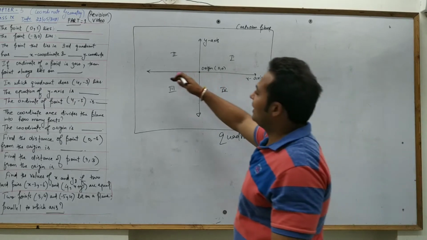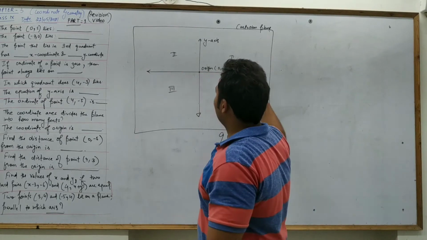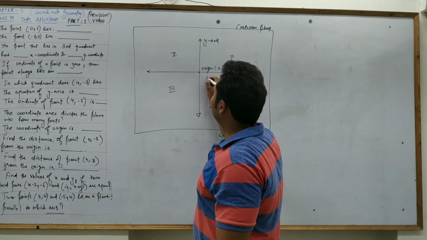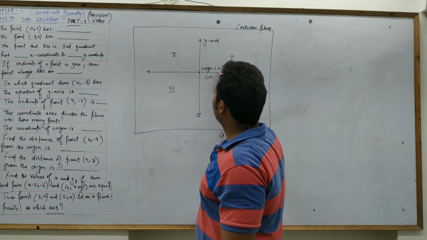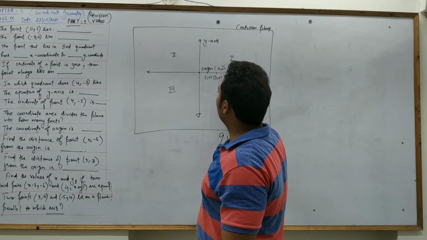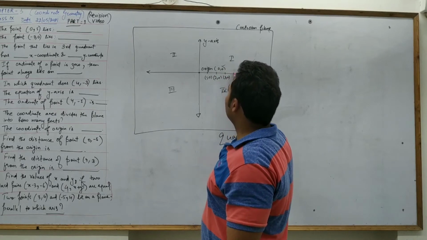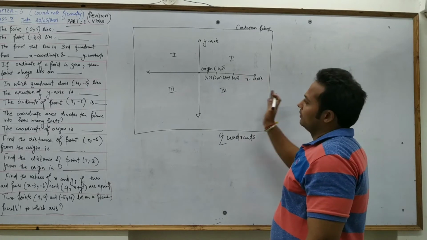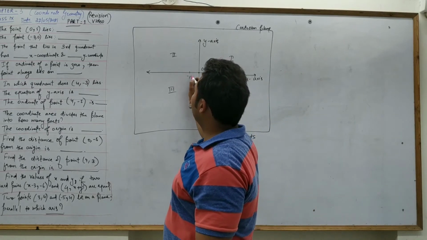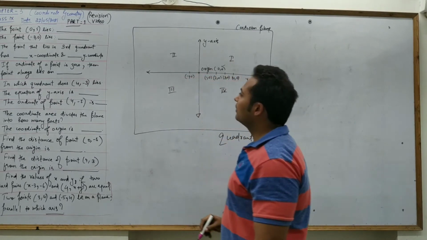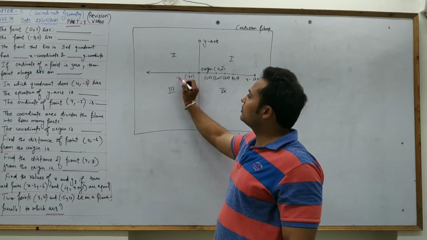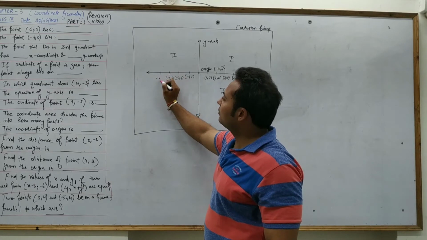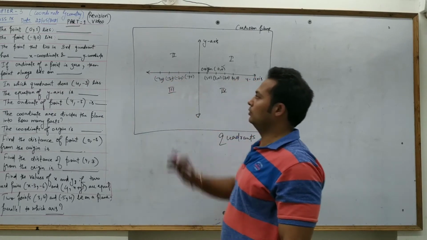All points that lie on the x-axis have their y coordinate 0. That is, this point is (1, 0), this point is (2, 0), this point is (3, 0), this point is (4, 0), and so on. On the left-hand side we have the negative points: (-1, 0), (-2, 0), (-3, 0), (-4, 0), and so on.